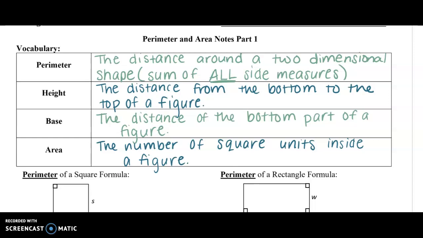So perimeter, the distance around a two-dimensional shape. It's the sum of all the side measures. And we know that. You just take all the sides, you add them up. Okay, just make sure it is all of the sides that you are adding up.